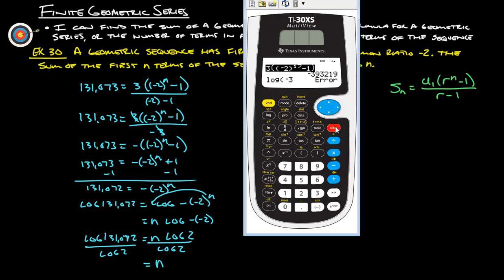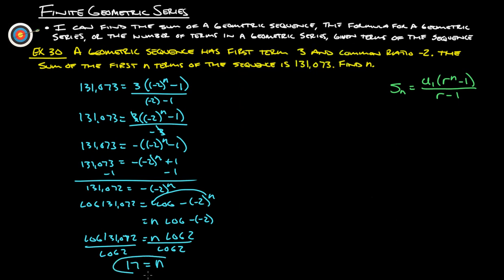Okay, so let's clear that out. Okay, so there's our log 131,072 equals, divide by log 2, and we get that n is 17. So that means there are 17 total terms in this sequence, the first 17 terms will add up to 131,073. Okay? All right, that's all there is for finite geometric series.